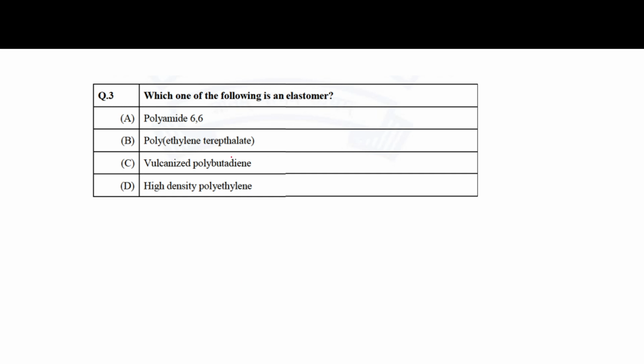Which of the following is an elastomer? The polyamides are not the elastomer. Vulcanized polybutadiene should be the elastomer. Polyethylene terephthalate is not the elastomer. High density polyethylene is a thermoplastic, not the elastomer. So polyethylene terephthalate and polyamide are thermoplastic, plastic materials, but vulcanized polybutadiene is the only elastomer material, because we need a lower stress to get maximum strain.